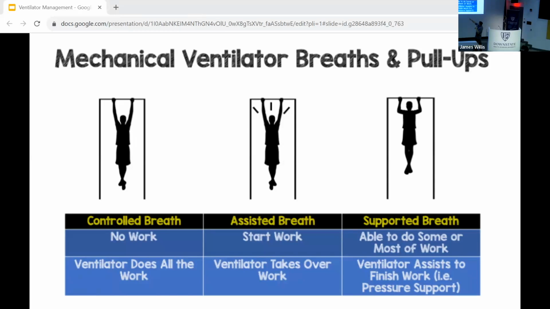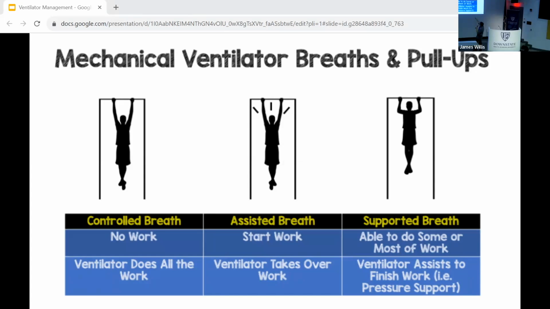The assisted breath is the patient, remember, triggers the breath, but the ventilator says, no, I got you. I'm going to take the rest of it. I'll give you the rest of the breath. All right. The patient must be able to trigger that breath for the ventilator to assist. But the breaths themselves on the screen will look identical. The only difference is the patient triggered this one, the ventilator triggered that one.